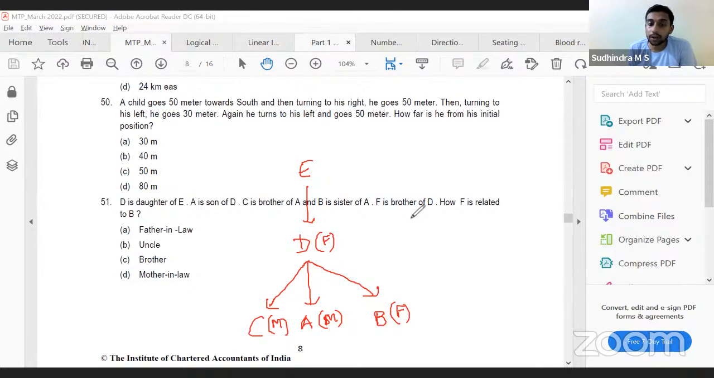F is the brother of D. Brother of D means son of E. F is the brother, so he is male. Now, what are they asking? How is F related to B? F is the brother of B's mother. Brother of mother is uncle. So uncle is the answer.